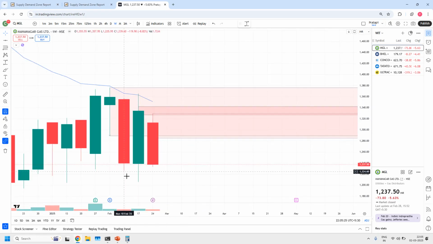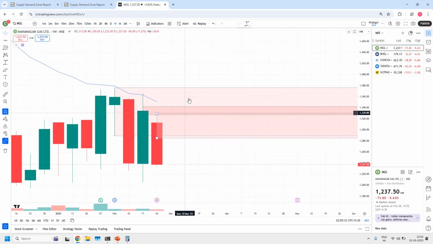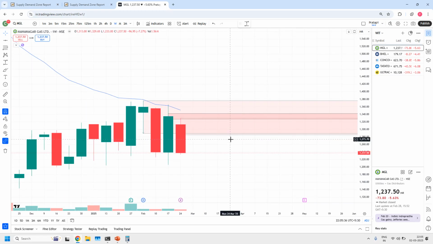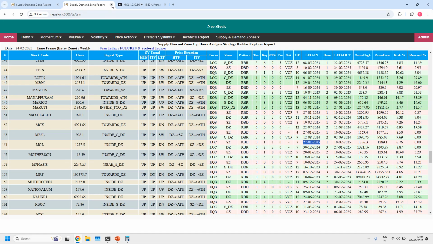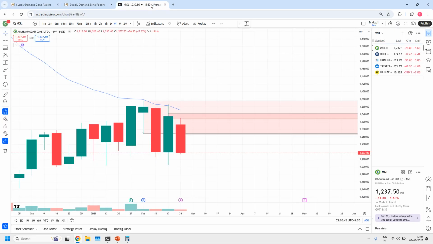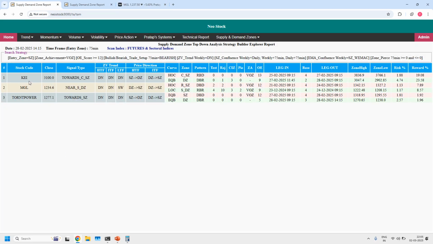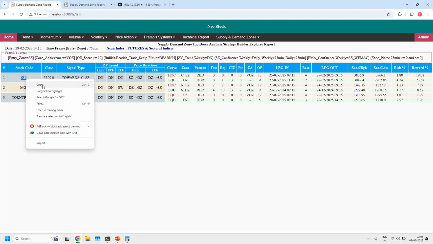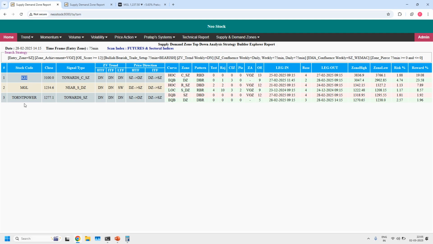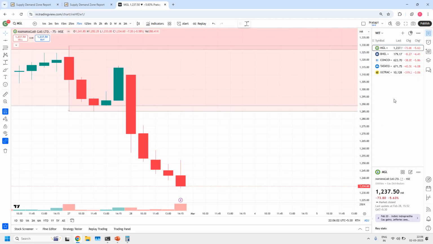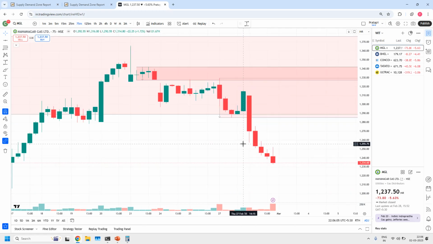Rally base drop. Inside we have this daily zone, and that is overlapped with the 75-minute zone. See, the weekly zone is having weekly EMA confluence. That's it. Okay, next, what are the remaining two? KEI. The KEI is not having daily EMA confluence. Tata Torrent Power is not having daily EMA, but they have weekly EMA confluence. MGL is having both daily EMA confluence and weekly EMA confluence.